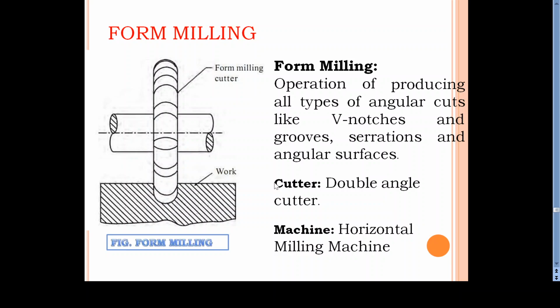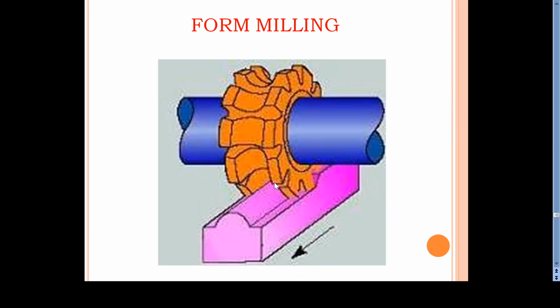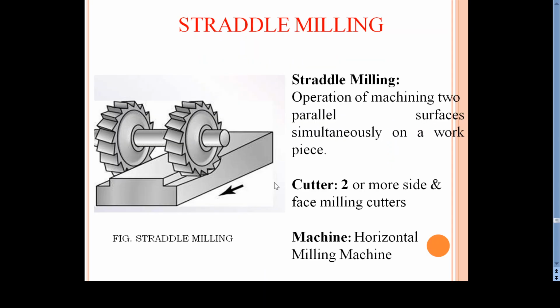But as the shape of the cutter can be reproduced on the workpiece, this also uses a horizontal milling machine. See, this is another type of form milling. So you can see the shape, because the profile of the milling cutter is different, just opposite to the previous one. So any shape can be produced. This is also the horizontal milling machine.